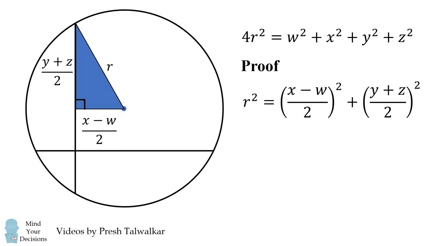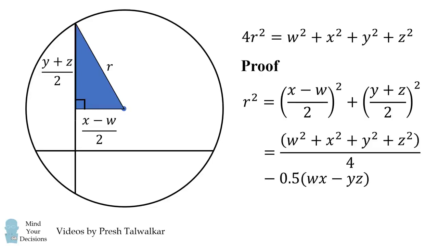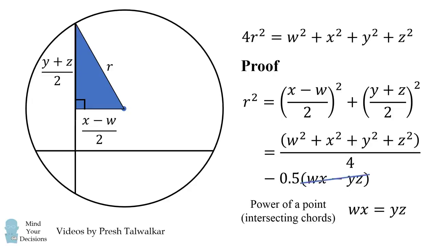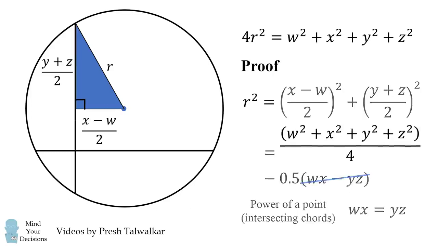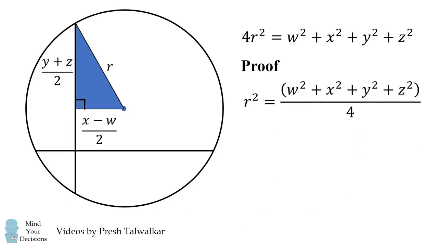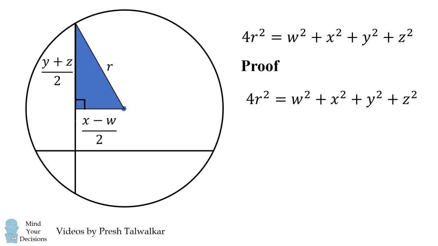Now we use the Pythagorean theorem to get that the square of the hypotenuse is equal to the summed squares of its legs. We can then expand and simplify this formula. Now we use the power of a point formula that WX is equal to YZ, so we notice these two terms cancel out. So we then get that r squared is equal to the sum of these squares all over 4. All we need to do is multiply by 4 and we get the formula. And that concludes the proof.